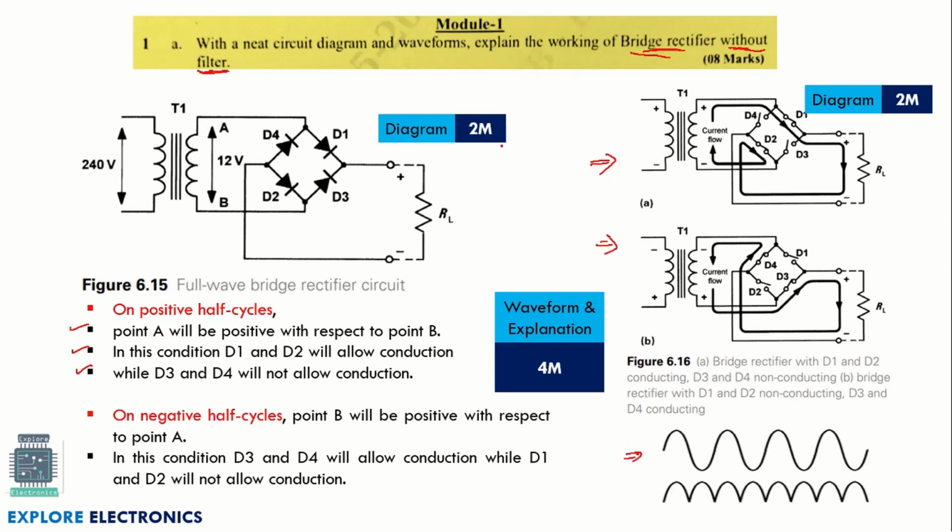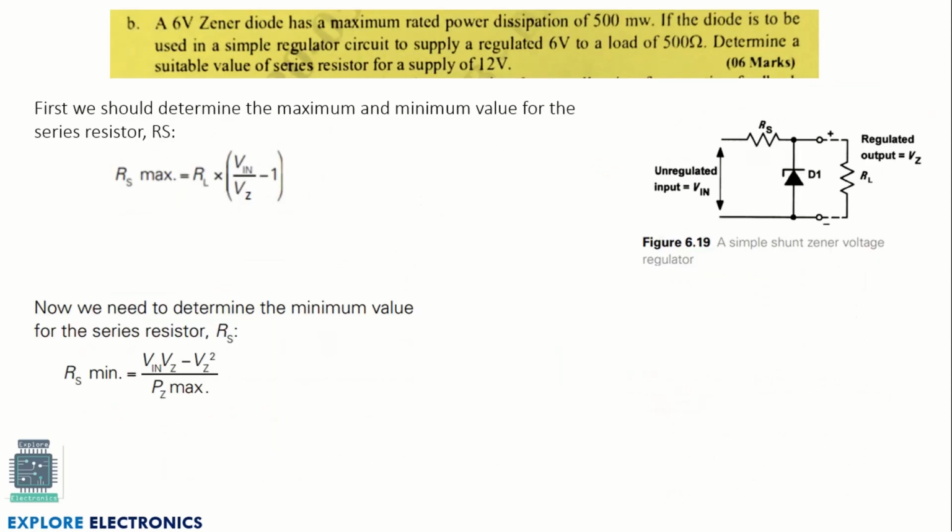Also, in each and every question and answer, I am giving the splitting of marks. You can refer to these so that you will get to know how the marks will actually be split at the evaluation. And the second question is a problem on Zener diode based voltage regulator.